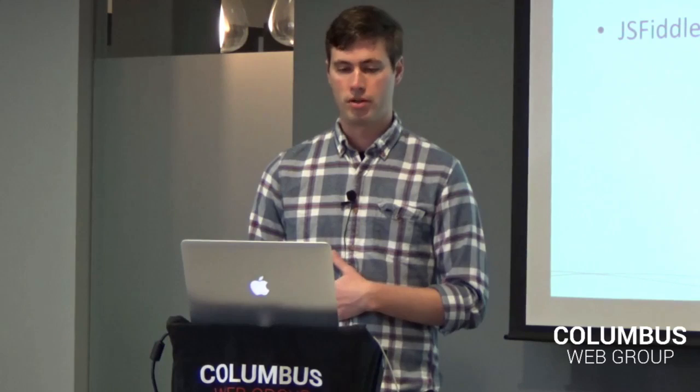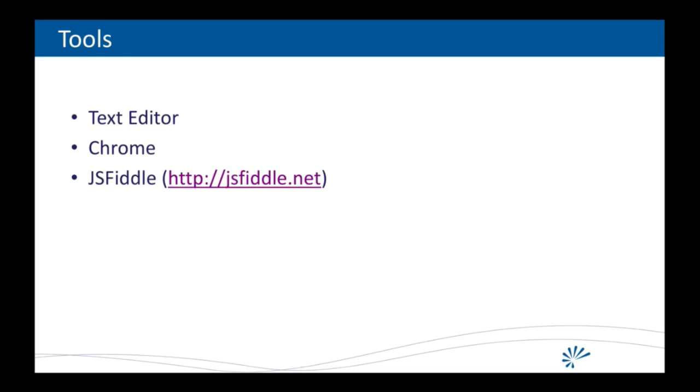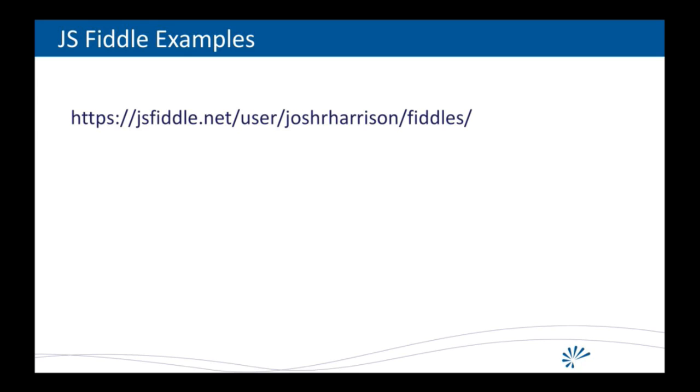And then the examples that we're going to look at are on JS Fiddle. So for you to download the examples and interact with them, we're going to be using jsfiddle.net. And I think I have a URL to the examples we're going to use in this class. So go ahead and visit this right now, and maybe bookmark it or just keep it open in a tab. So as we're going through these examples, you can refer to them.